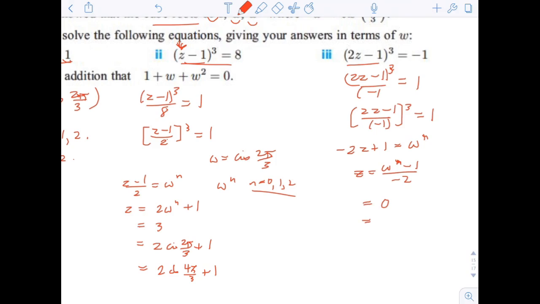And then for omega to the first, it would be omega minus 1 divided by negative 2, where omega is equal to cis 2 pi over 3. And the third one would be omega squared minus 1 divided by negative 2. So those would be the three solutions for z.